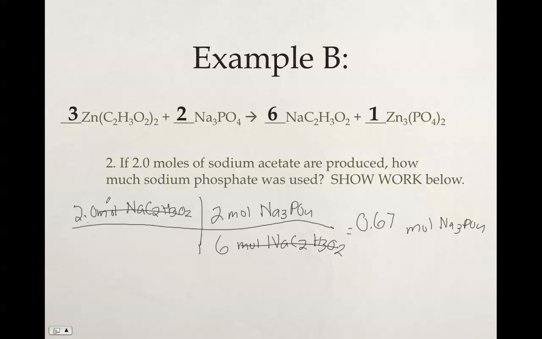Again, we started with what we were given. We put the same unit in the denominator along with its coefficient, and then our target, the moles of sodium phosphate, we place that unit up above with its coefficient of 2. So again, everything's coming from this balanced equation, multiplying across the top, dividing by the bottom, and then that is it.